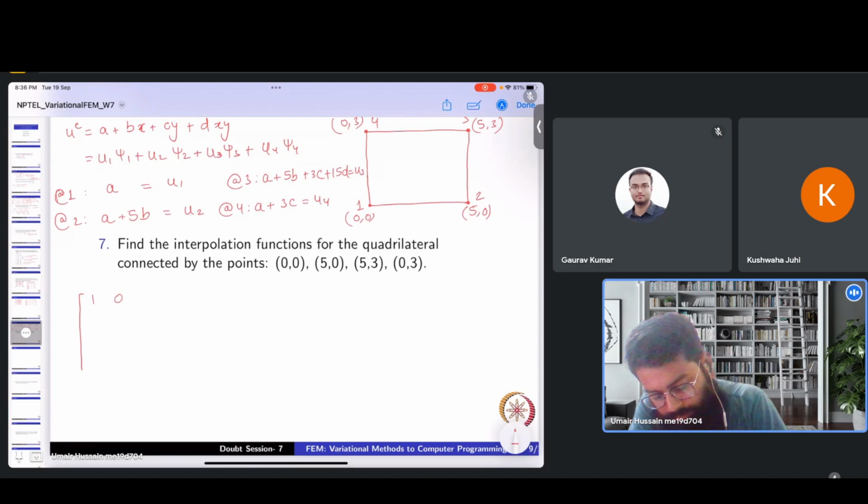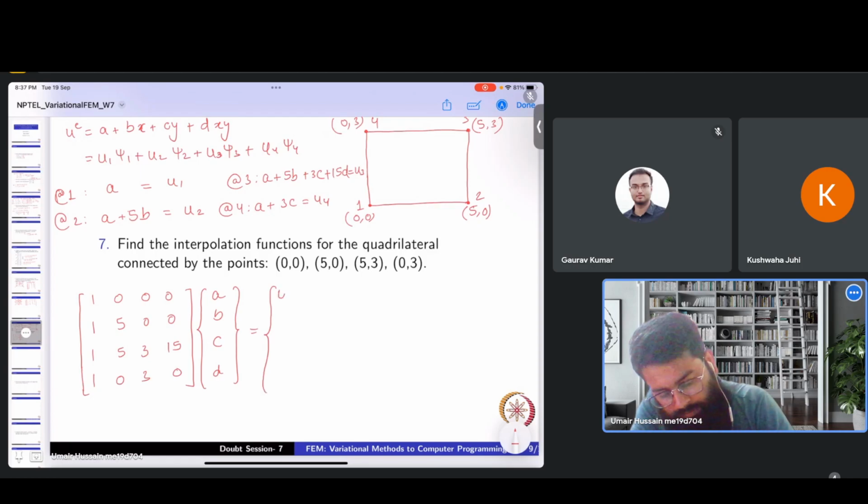1, 0, 0, 0, 1, 5, 0, 0, 1, 5, 3, 15, 1, 0, 3, 0, times A, B, C, D, equals U1, U2, U3, U4.